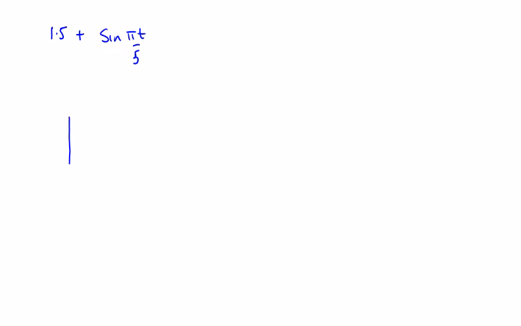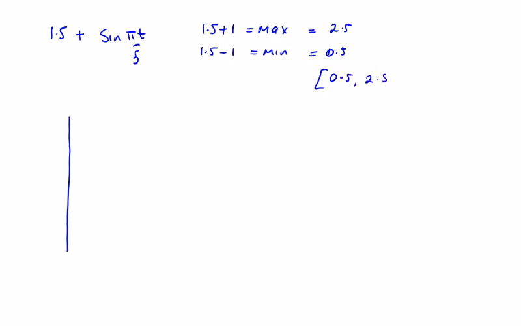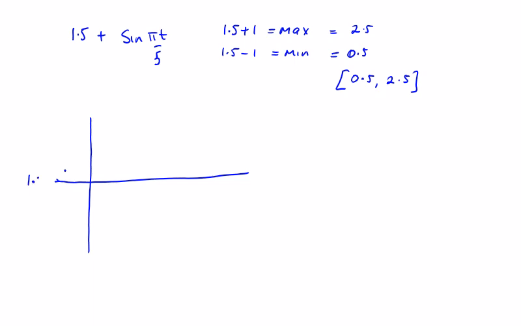So this is a periodic function. So 1.5 plus 1 is its max value, and 1.5 minus 1 is its minimum value. So 2.5 and 0.5 is the range of increase in the radius of the tree here. So let's see a graph of it. So we take this line as 1.5. That line is 1.5. It's a sine function, so we're going to go up, we're going to go down, and the increase over time is going to look like this.